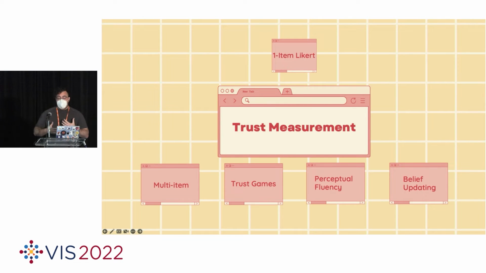Ultimately, I hope that in our future visualization trust research, we decide not to use the one-item Likert scale approach, and instead use one of the 4 approaches we mentioned today, or some combination of the 4 approaches.